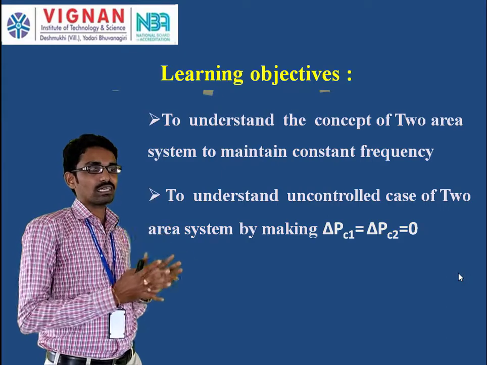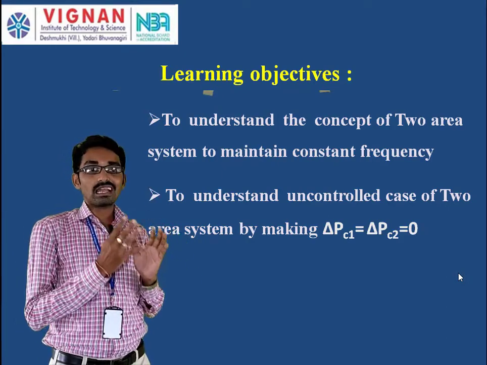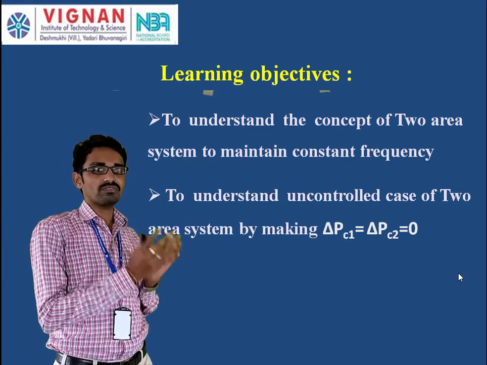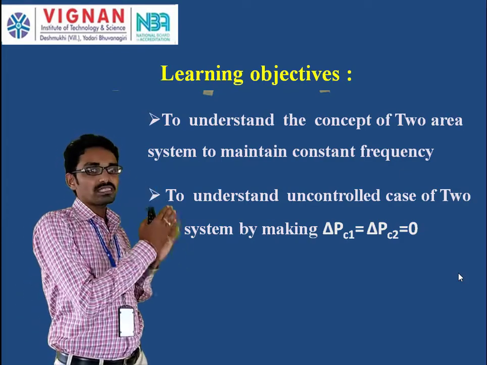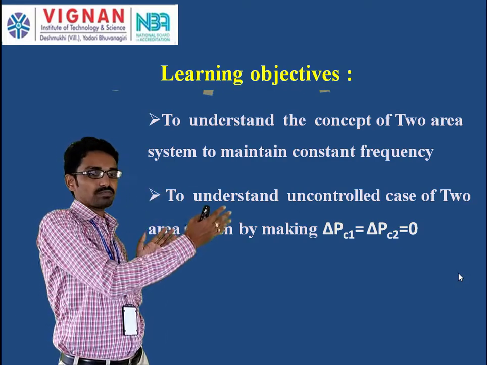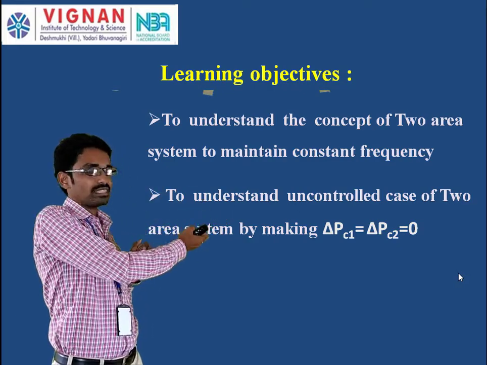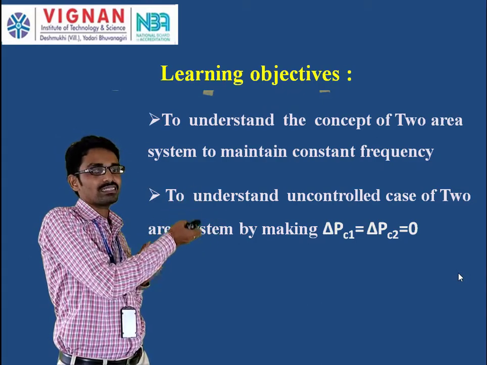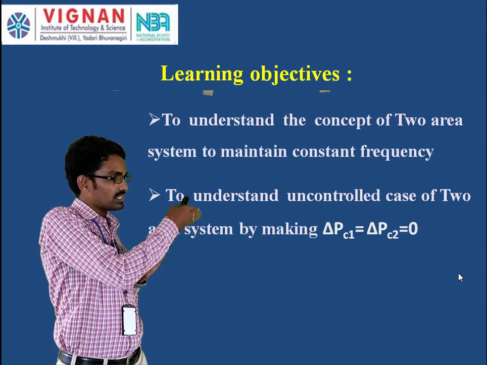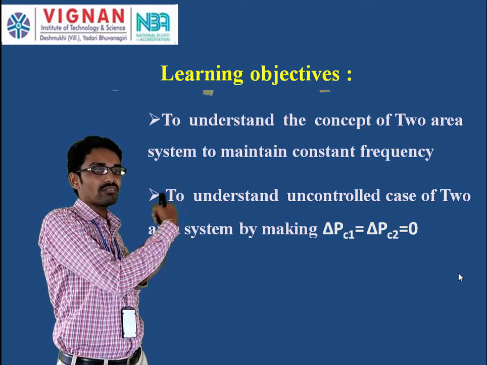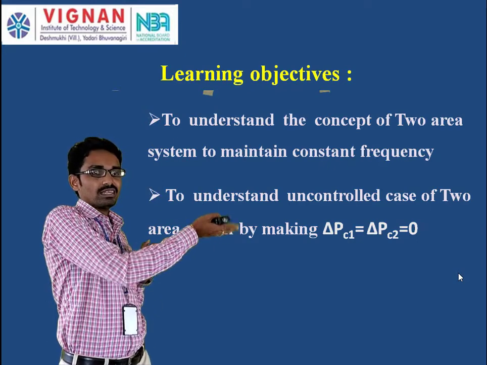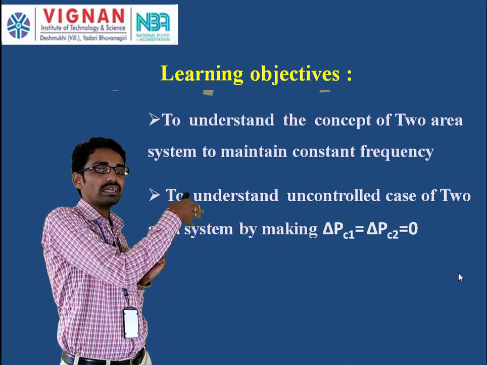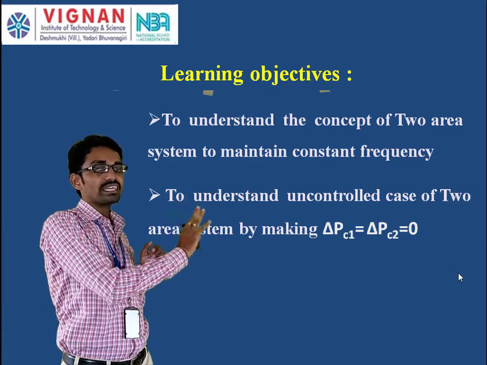You are having two control areas, which means two control areas are having two different power settings. That is, the changes in the power settings are two different ones: delta PC1 and delta PC2. Delta PC1 is the power changing command with respect to the first area, that is control area 1, and delta PC2 is the change in the power command with respect to control area 2. Those two we are going to make equal to 0.